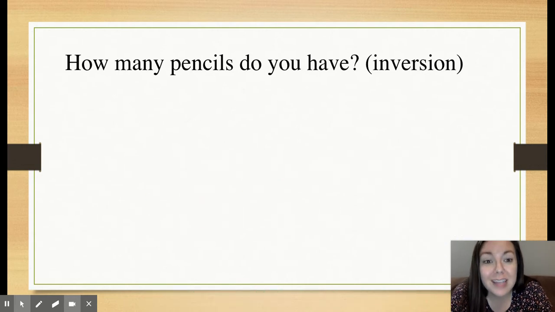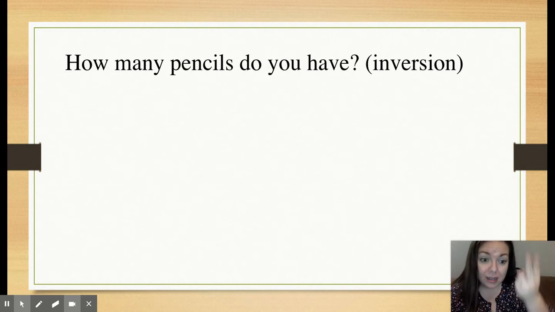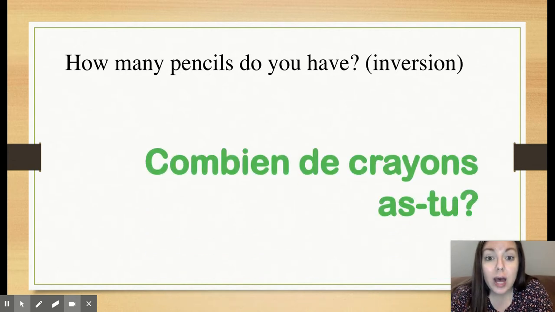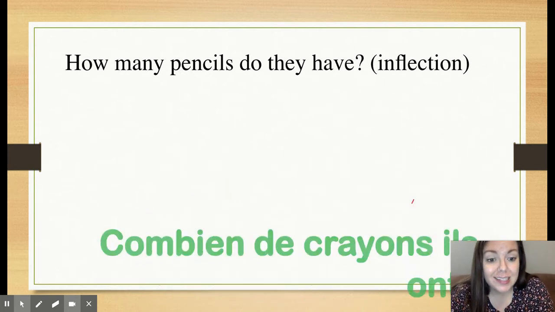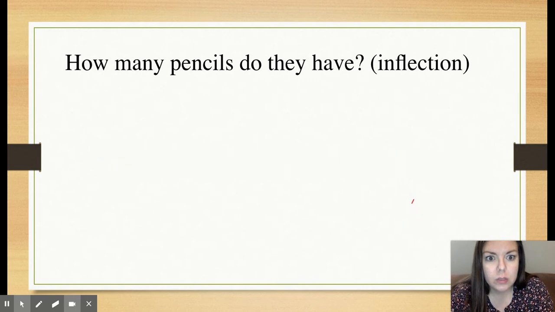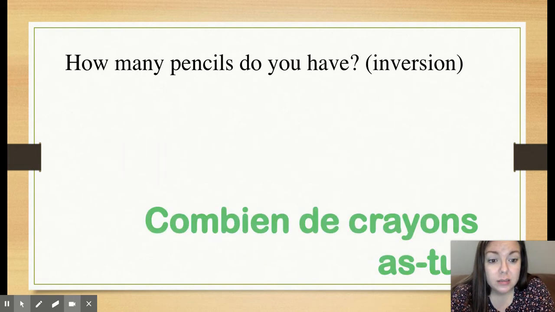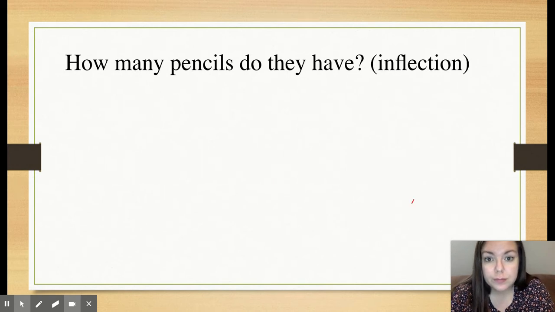Now the exact same question, how many pencils do you have, except now we're using inversion. So you are writing down the exact same thing, except you are flipping the subject and the verb. Pause, écrivez. Combien de crayons as-tu? So it's the exact same thing, except instead of tu as, it's now as-tu.